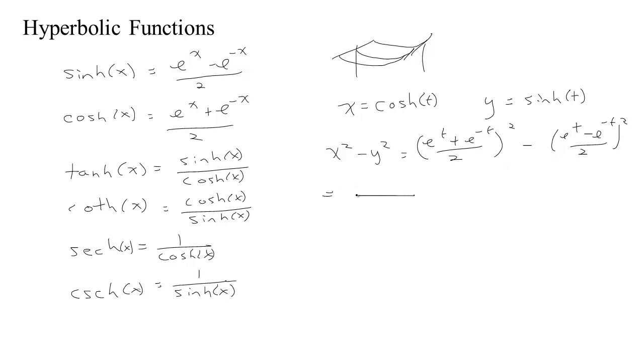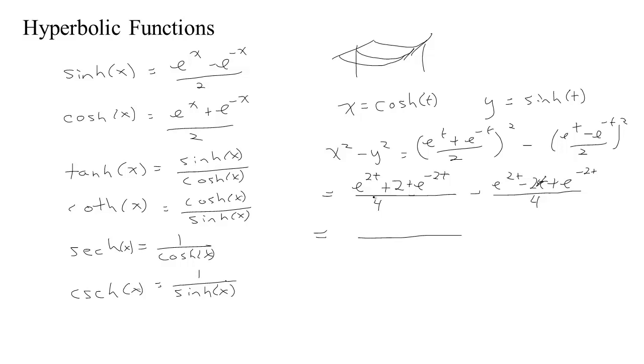if I FOIL this out, the denominator squared is 4. E to the t plus e to the minus t: e to the t times e to the t, that's e to the 2t. E to the t times e to the minus t is e to the 0, so that's 1. I get that twice when I FOIL this out, so I get plus 2 plus e to the negative 2t. That's just the cosh squared. Then minus the sine squared is basically the same thing. You get e to the 2t and e to the negative 2t, but the middle term is negative 2, all over 4 here.